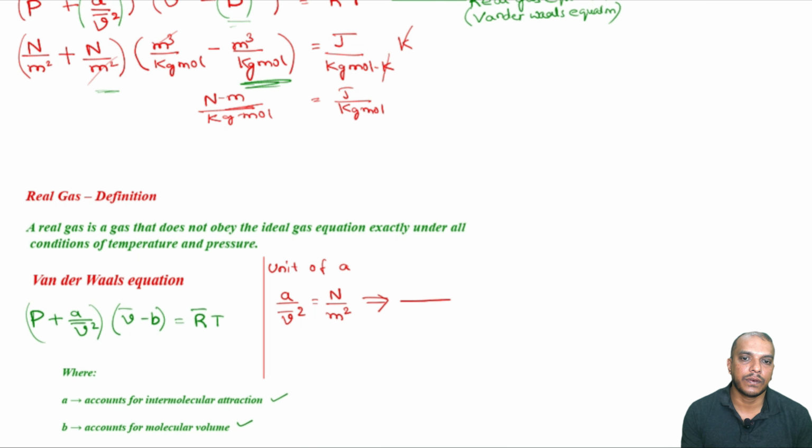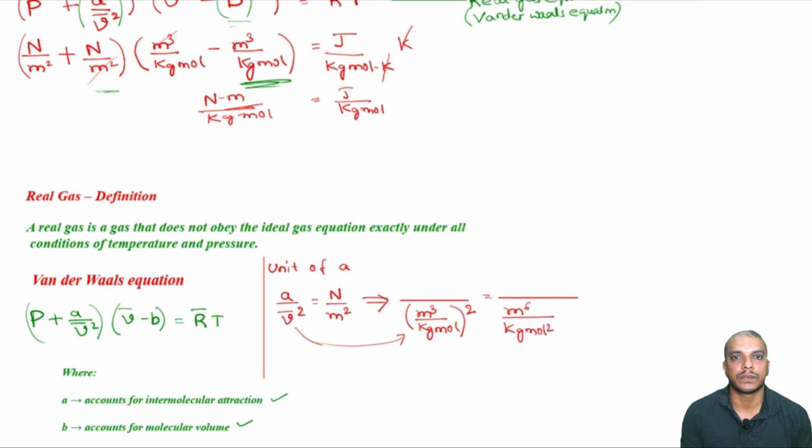We know the unit of V bar square, don't we? V bar is meter cube per kg mole, and we have a square here. So, in the denominator we have meter power 6 and kg mole squared.